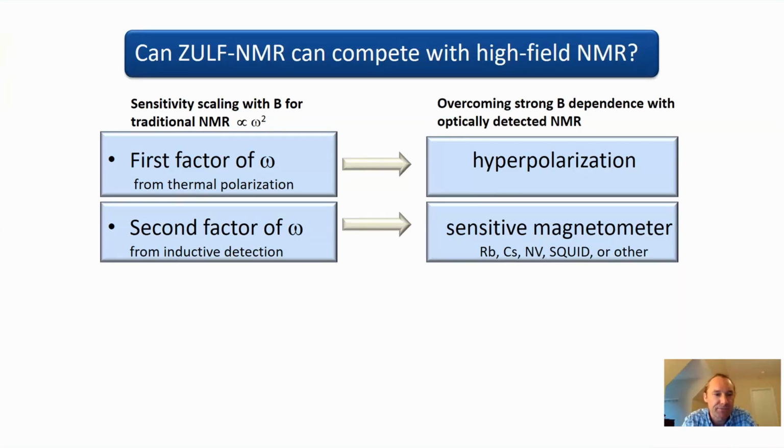And then there's the second factor of omega, which has to do with the fact that we're using inductive detection. And inductive detection depends on the derivative of the movement of the current, and therefore it becomes more and more sensitive as the frequency gets larger. But this is not necessarily true for other magnetometers that have been emerging over the last decades, and maybe even more recently.